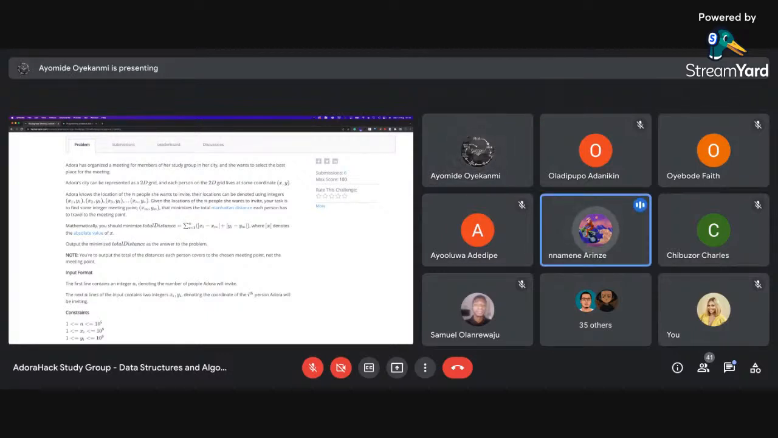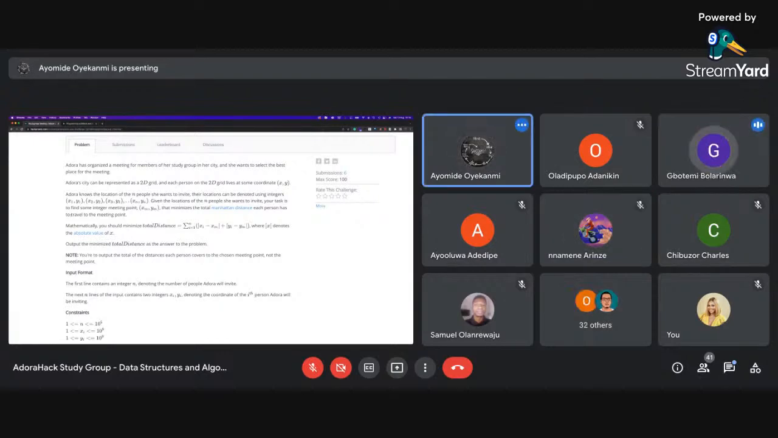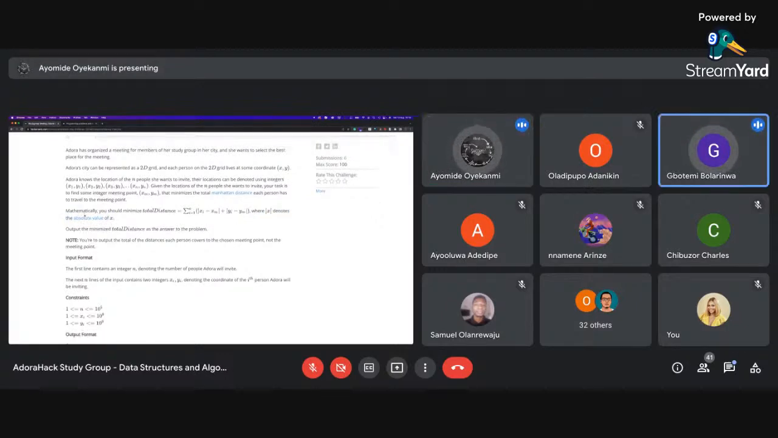Yeah, that makes perfect sense. Thank you. All right, sorry, I have a question. Is the total distance given? Total distance, this is how you calculate total distance. You calculate total distance using this formula. Sorry, I mean, is the meeting point given? No, that's the crux of the problem, right? So you need to find, given everyone's location, the optimal meeting point.